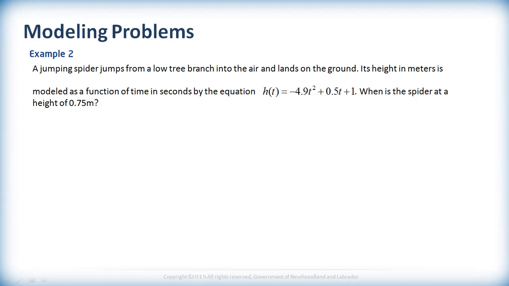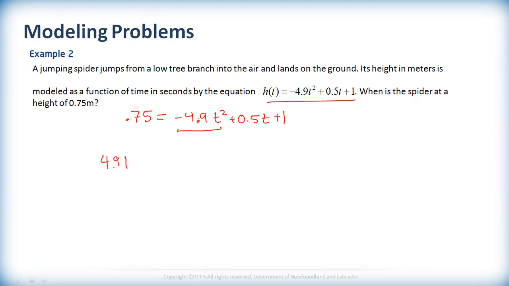A jumping spider jumps from a low tree branch into the air and lands on the ground. Its height in meters is modeled as a function of time in seconds by this magic equation. When is the spider at a height of 0.75 meters? Well, that's pretty simple. We just plug in 0.75 for the height. We've got negative 4.9t squared plus 0.5t plus 1. Okay, and then to solve this equation, let's get like terms all together. I'm going to put everything on the left side of this equation to make this 4.9t squared business a nice positive number. So I add that to both sides.